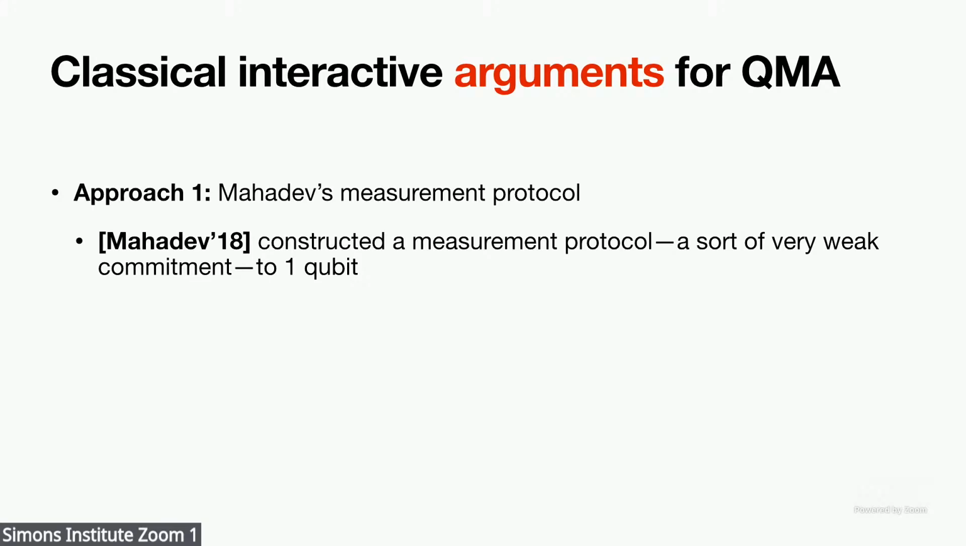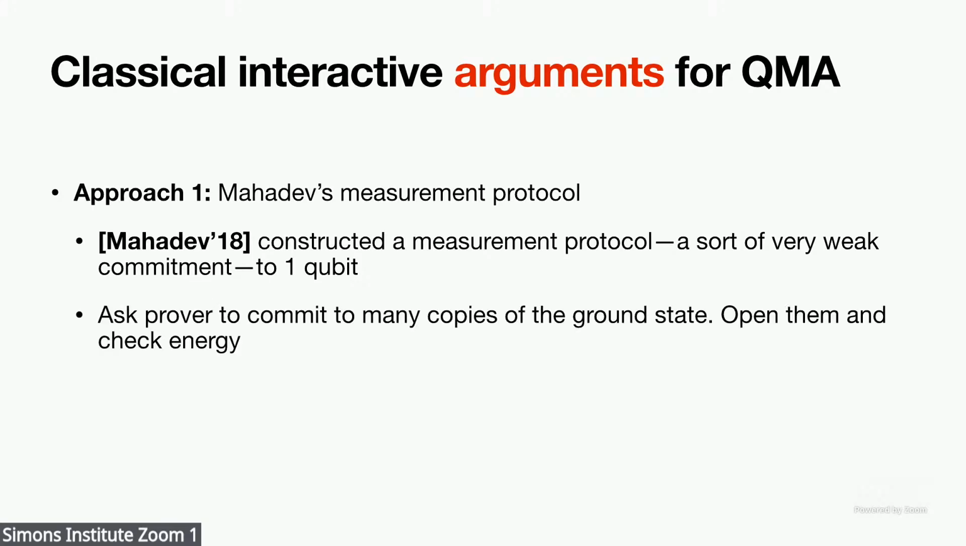And then using this, you can check any language in QMA by saying, prover, please find the QMA witness state. So first reduce your QMA language to checking the energy of a Hamiltonian whose terms are expressed in the Pauli X and Z bases. This is a standard thing you can do. Then ask the prover to prepare copies of this ground state and commit to them using this weak commitment, and then open them in the appropriate bases and check that the energy is correct. So this is her protocol, and this gives you a classical interactive argument for QMA. So that's approach number one.